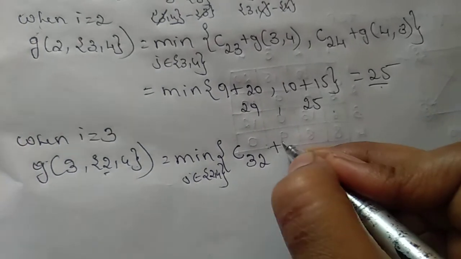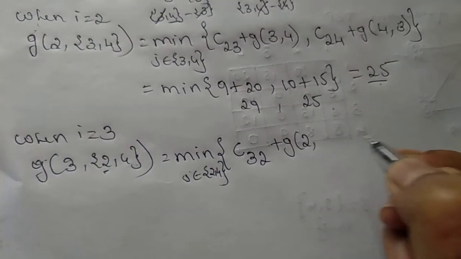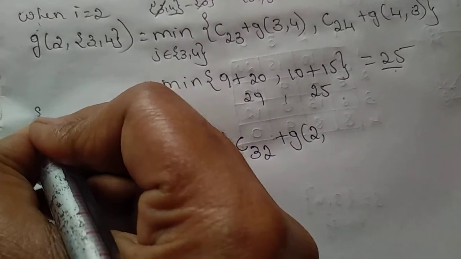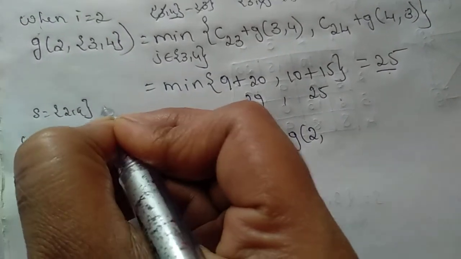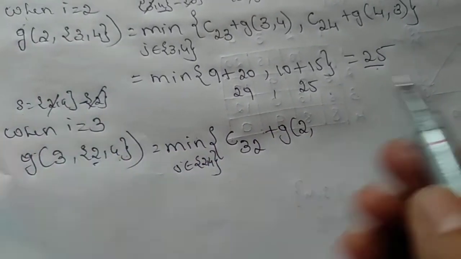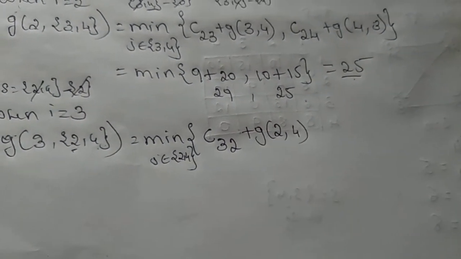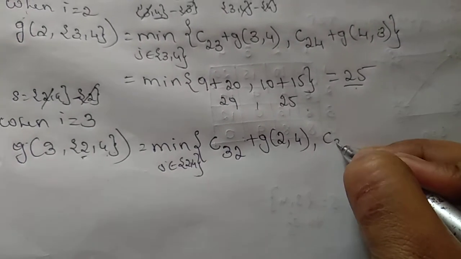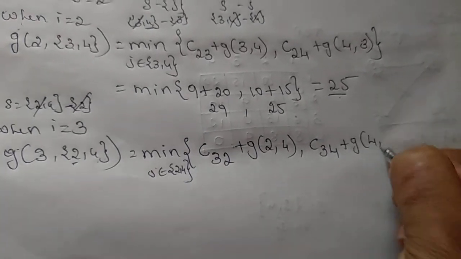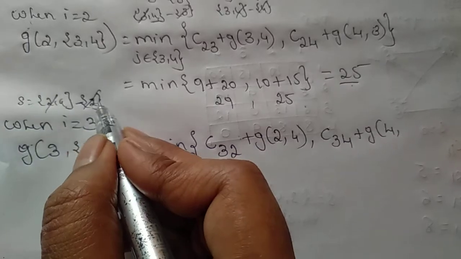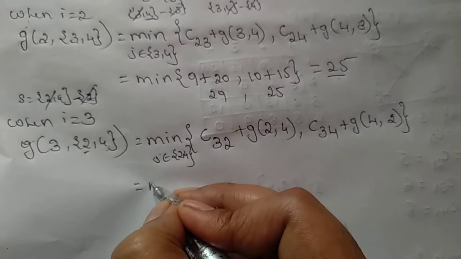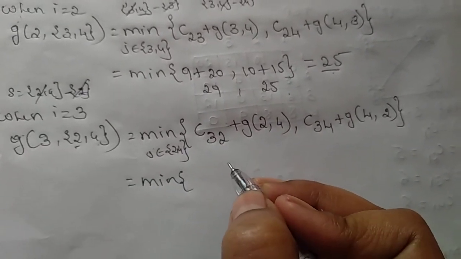C 3, 2 plus G of j value, what is it? S minus j. S is 2, 4. J value I have taken as 2. 2 minus 2 means 2 is not there, so 4 will be there. So 2, 4. Now I'll consider j value as 4. So see, C 3, 4 plus G of 4. If 4 is there, then 2 will remain. So it is 2. So I'll get min of C 3, 2.